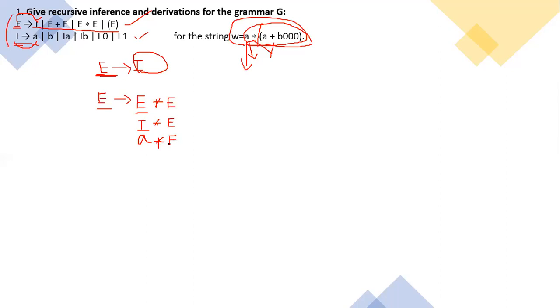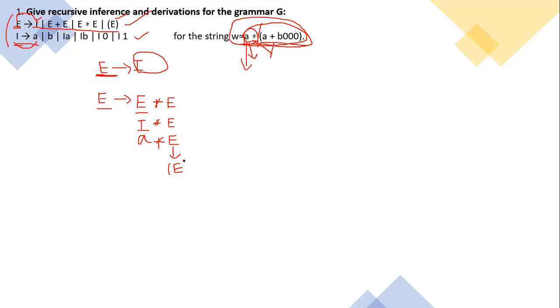Now this portion I have achieved. For the remaining portion, I need the parenthesis and the plus symbol also. For this variable E, I have to substitute something. Based on the string, I can use parenthesis. Which production has the parenthesis? This one. So for this E, I can substitute this. Is it clear?